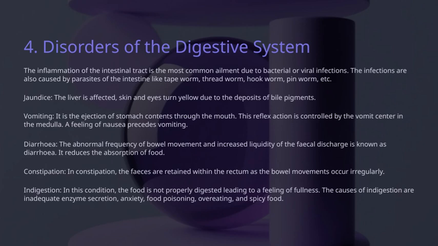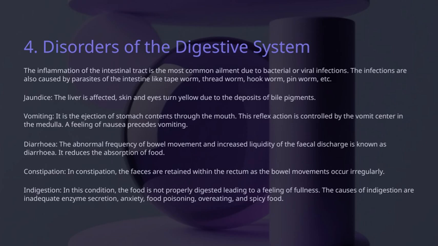Then we have diarrhea, which is characterized by an increased frequency of bowel movements and looser, more liquid stool. This condition reduces the body's ability to absorb nutrients effectively, which can lead to dehydration if it persists. Moving on to vomiting, which is the forceful ejection of stomach contents through the mouth. This reflex is controlled by the vomit center located in the medulla of the brain. Usually, before vomiting, there's a sensation of nausea that signals the body to prepare.